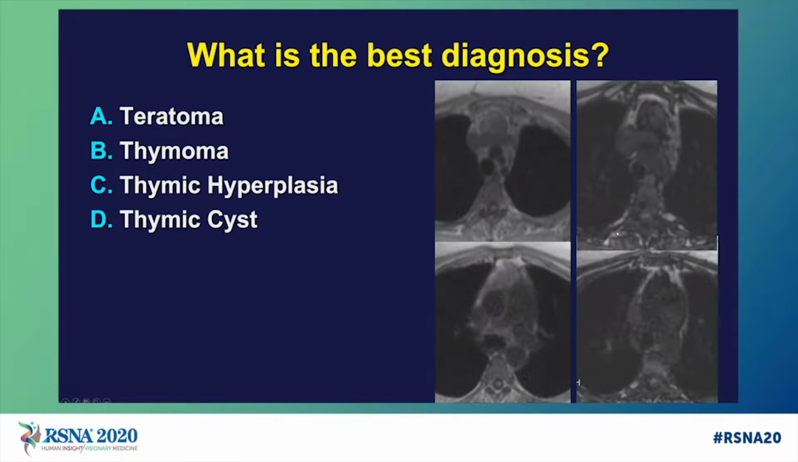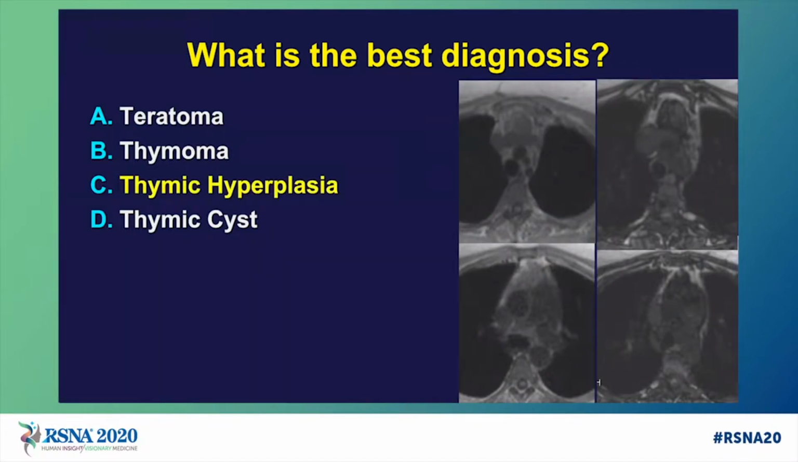And you can see the India ink artifact to help. And most of you looking at this case are noticing that this mass is dropping on the opposed phase. It's losing signal, and you'd be correct in assuming that this is thymic hyperplasia.